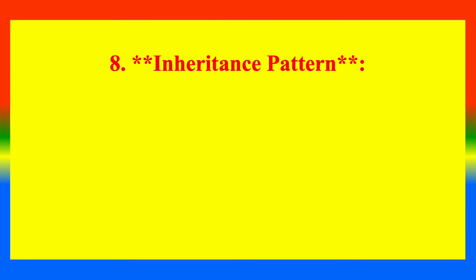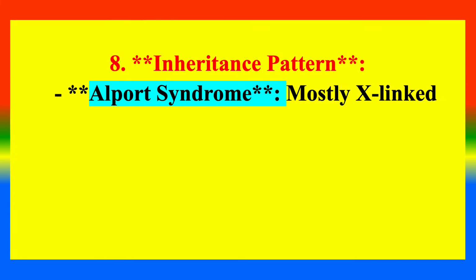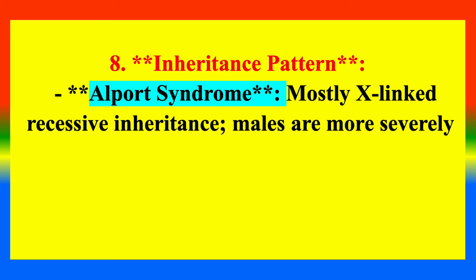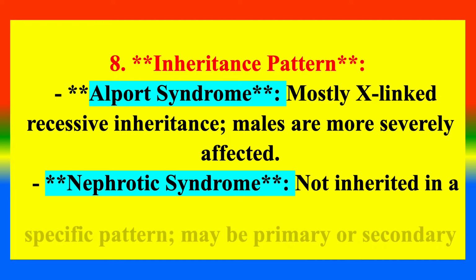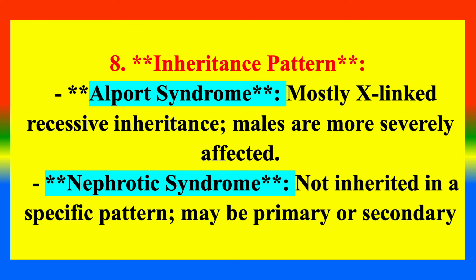8. Inheritance pattern. Alport syndrome is mostly X-linked recessive inheritance. Males are more severely affected. Nephrotic syndrome is not inherited in a specific pattern, may be primary or secondary to other diseases.